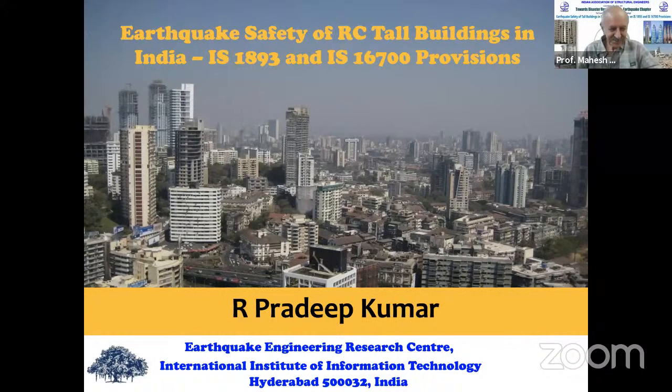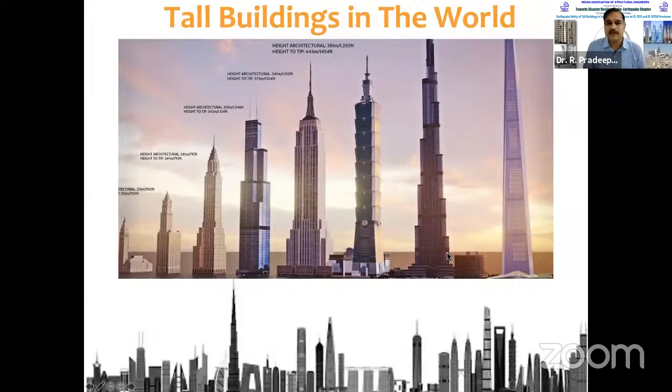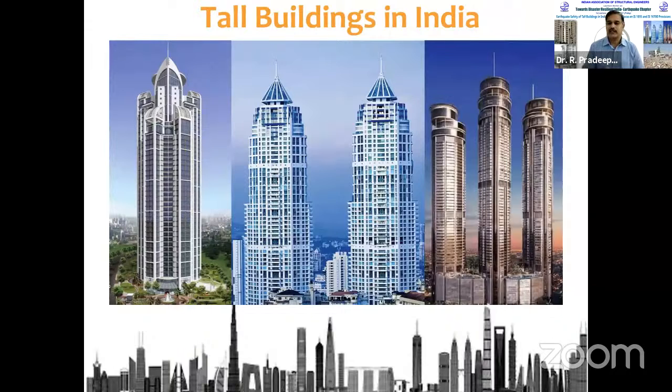The topic for today is earthquake safety of RC tall buildings in India, with special focus on IS 1893 and IS 16700 provisions, that is, tall building code provisions. I'll be presenting for around 60 or 60 plus minutes, and after that we'll have some 15 minutes of question and answers. In the meantime, whatever questions you have, you can type in the chat window. This is a glimpse of some of the tall buildings in the world. Presently Burj Khalifa is the tallest one, and many tall building projects are on the cards. Some good buildings in the country already exist, and some are coming up. Several tall building projects are in the pipeline.